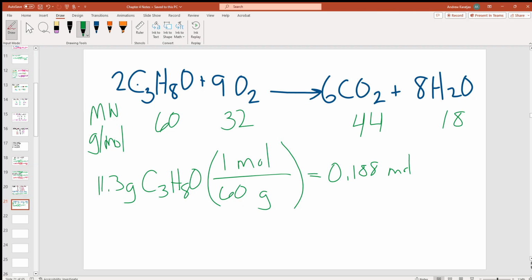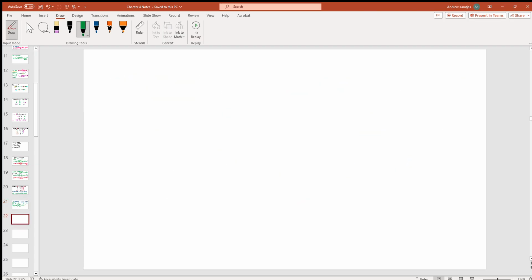And then from here, we're going to have three separate calculations: oxygen, carbon dioxide, and water. We have to do each of those separately. So 0.188 moles C3H8O. And I'm just going to copy this because we're going to use it three separate times.